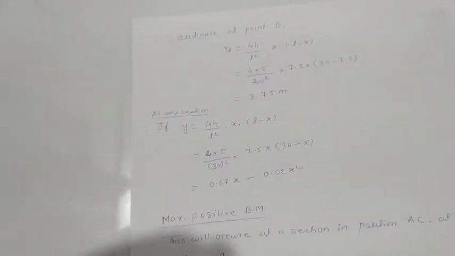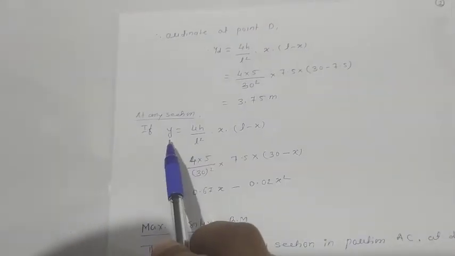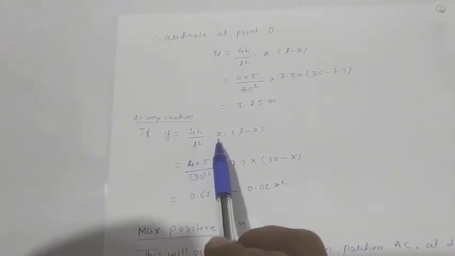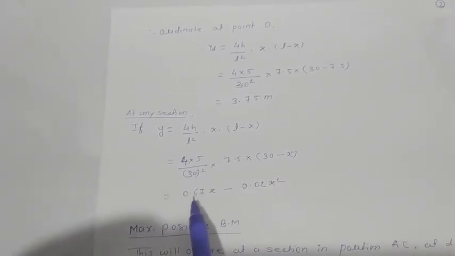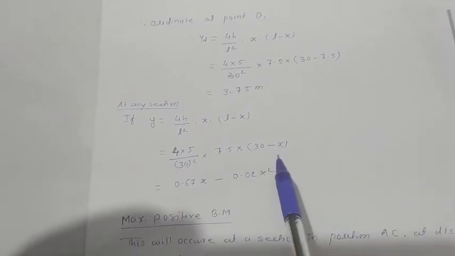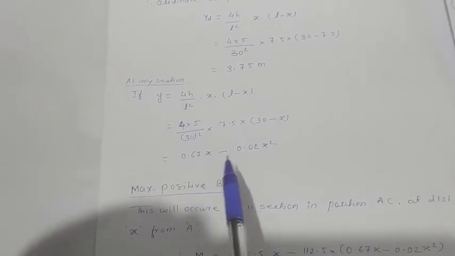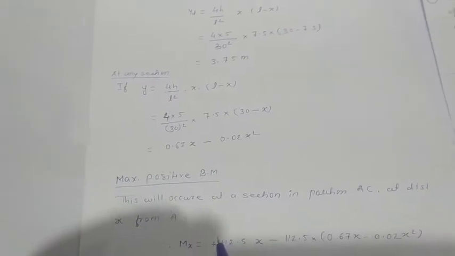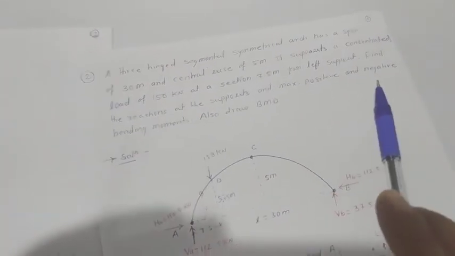Similarly, suppose I want to find out the vertical ordinate at any section. So I have the equation y equals 4h upon L square into x into L minus x. Put all the values. If you solve this one and keep x as unknown, you will get 0.67x minus 0.02 x square. Now what is our aim? To find out the maximum positive and maximum negative moment.